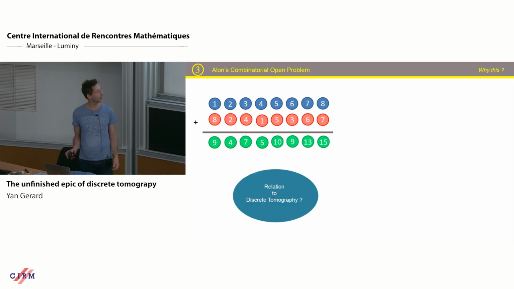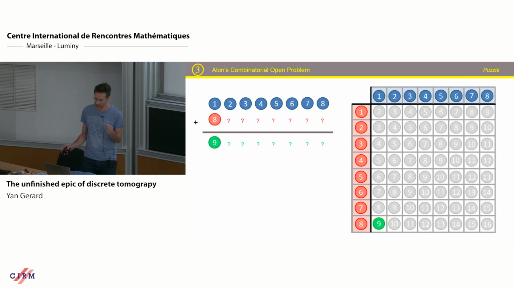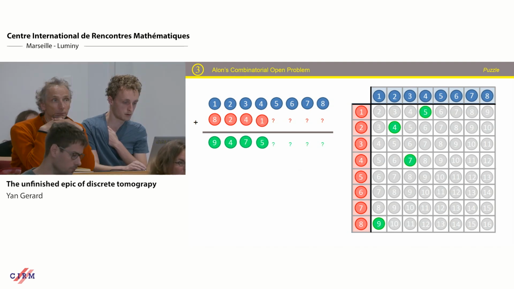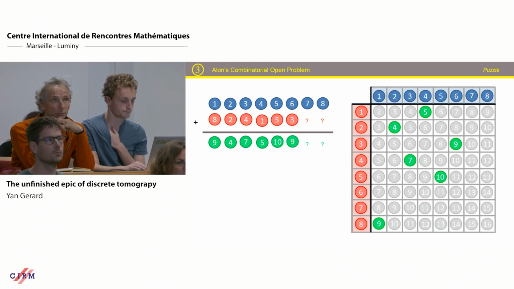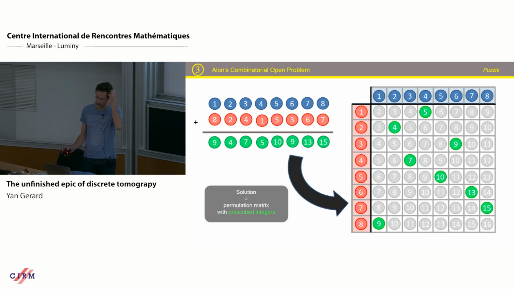Okay. Then, first question, what's the relation with discrete tomography? Why am I speaking about this? In fact, we are going to organize things a little bit. I have my red balls, my blue balls, and when I decide to put 8 with a 1, I can see that the sum is 9. It's like I put the 9 in the two-dimensional table. And if I match the 2 with the 2, I get the 4. And you can see that, in fact, this matching corresponds to putting the green values, my target sums, as values that I'm going to put in my grid.